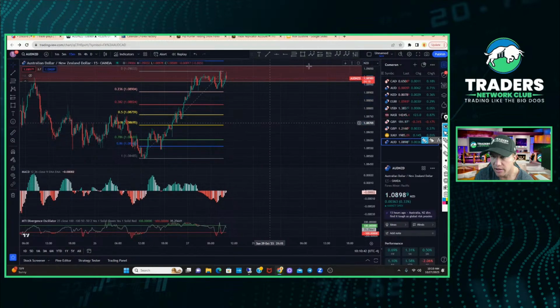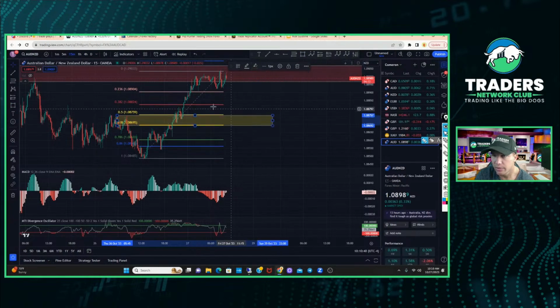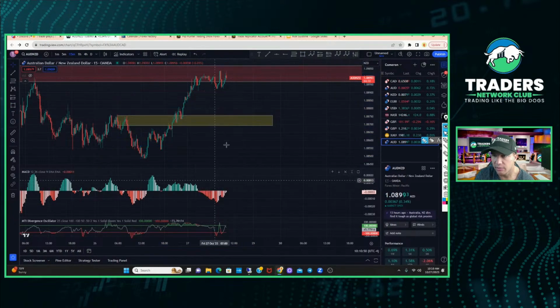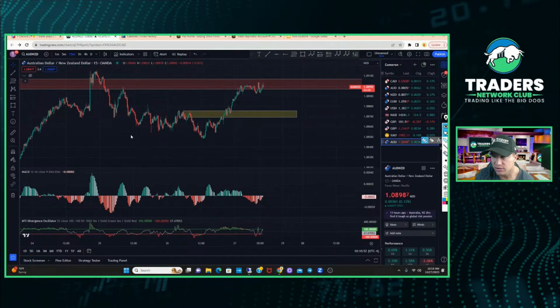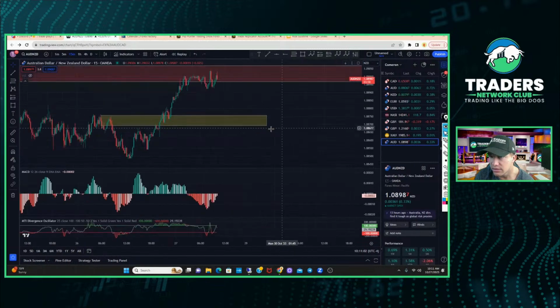So this is my area of retracement. I call it my gold zone. My VIP members will know. And that's the area I'm looking for price to retrace to, which is just a nice area of highs and lows that price can just want to retest. So that is going to be the setup here.